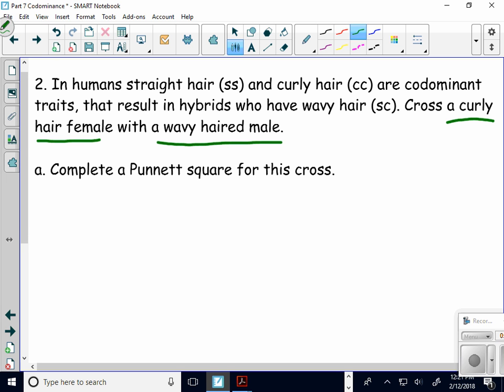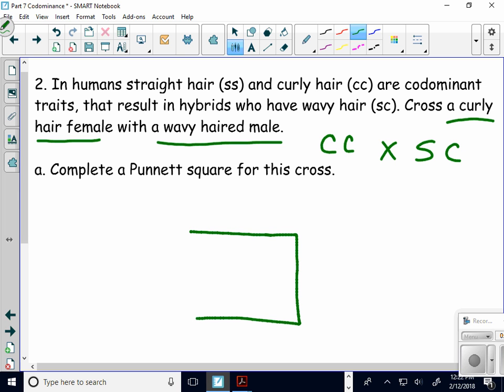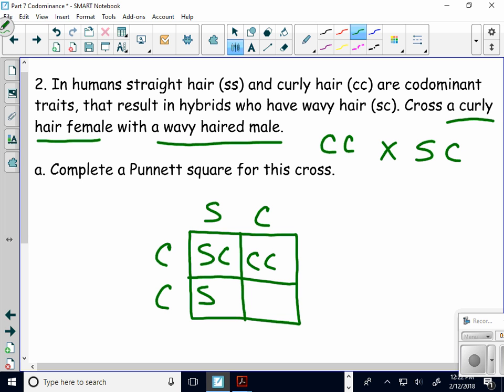So I'm going to build my Punnett square, and I'm crossing a curly-haired female. Well, curly hair is lowercase c, correct? I'm crossing that with a male that has wavy hair. Wavy hair is lowercase s, lowercase c. So when I do my Punnett square, I put the male on the top, I put the female on the side, and then I go through and I say, okay, lowercase s, lowercase c, lowercase c, lowercase c, lowercase s, lowercase c, lowercase c, lowercase c. Can we agree that I did my Punnett square correct? Okay, good, because it is in fact correct.